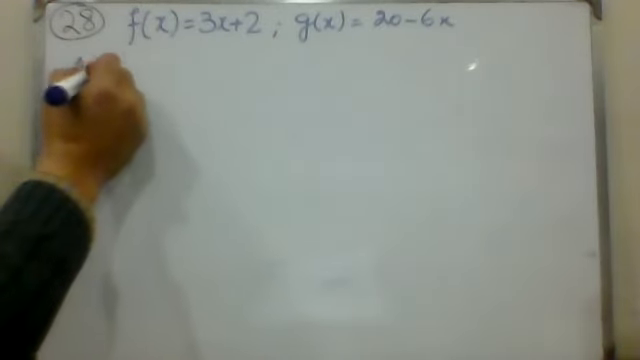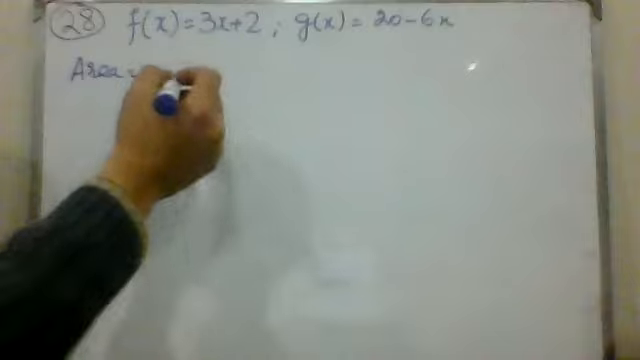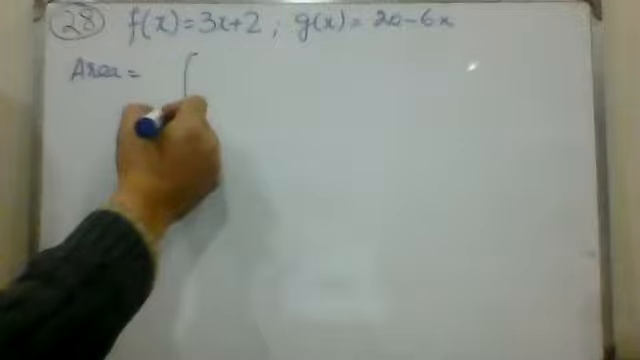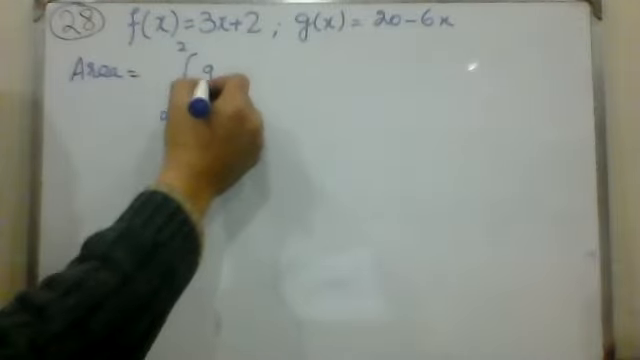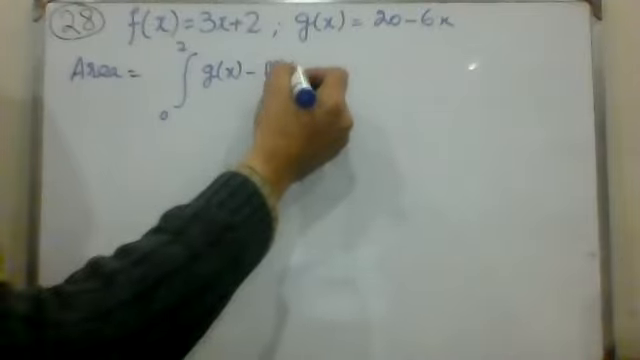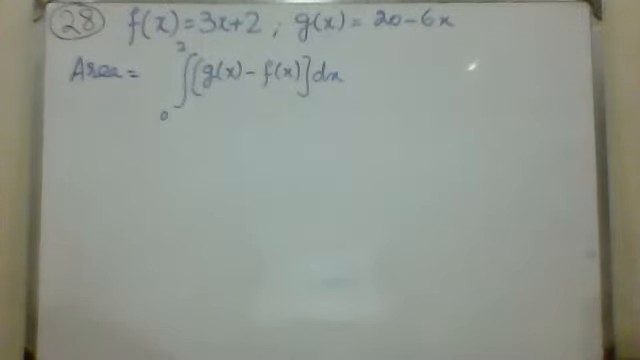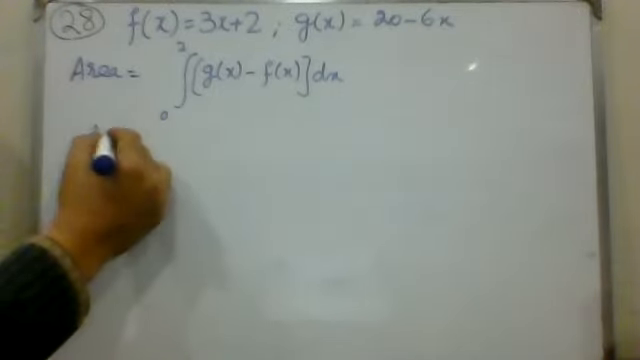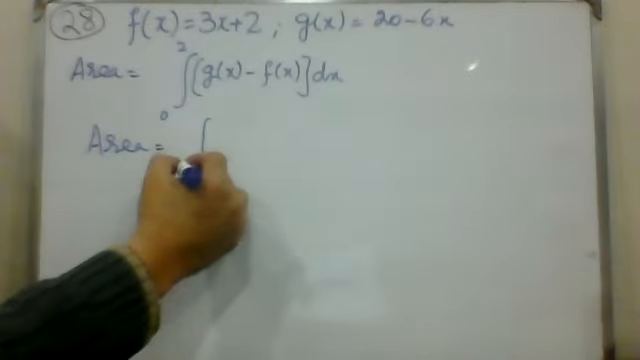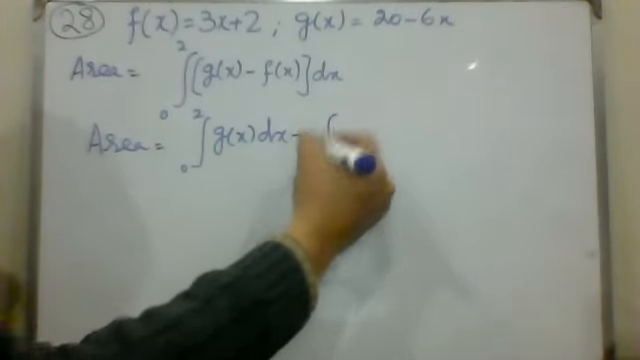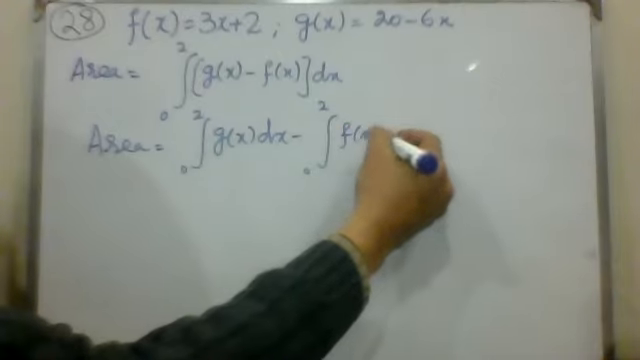So we find the area, that is, from which region its graph is represented. The graph lies between the points x equals 0 to 2, the merging points. The area is the integral from 0 to 2 of g of x minus f of x, whole dx. So area is equal to the integral from 0 to 2 of g of x dx, then minus the integral from 0 to 2 of f of x dx.